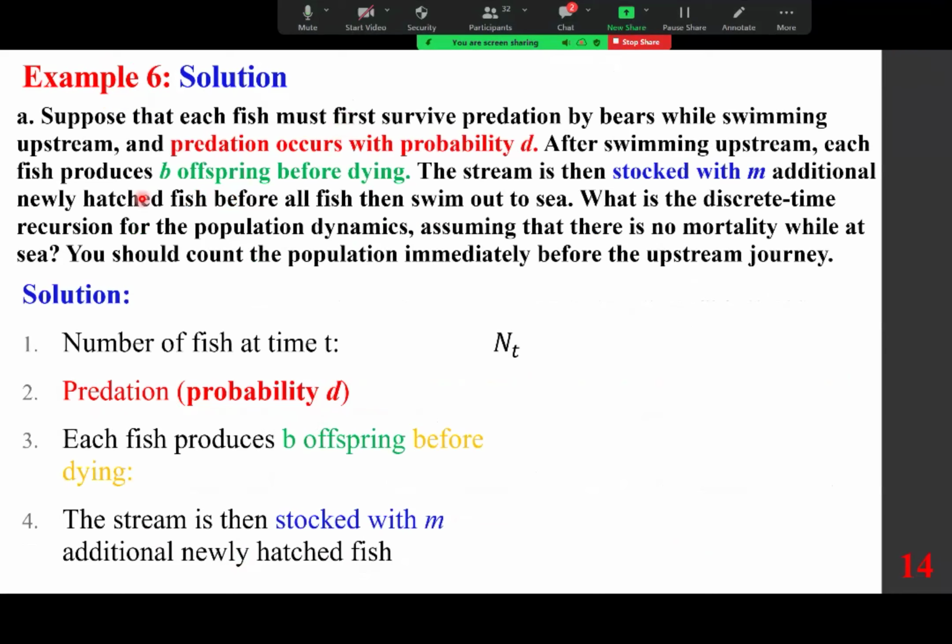So for the first case, we have some fish to begin with. So I'm rewriting the question, part A. How many fish do we have? Let's say N, X, Y, Z, any variable of your choice. Let's say N sub T.